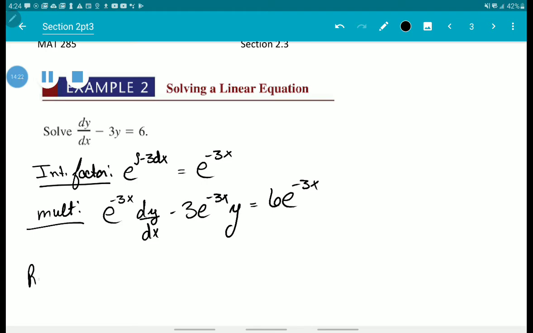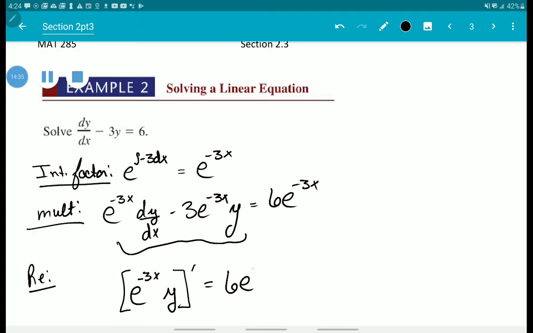After we do that, we're going to do our rewrite. We're going to rewrite this left-hand side. It's always the integrating factor times y. But you should always check to make sure this is written correctly. If this is not correct, your final answer will not be correct. So this is where we're going to do a check.